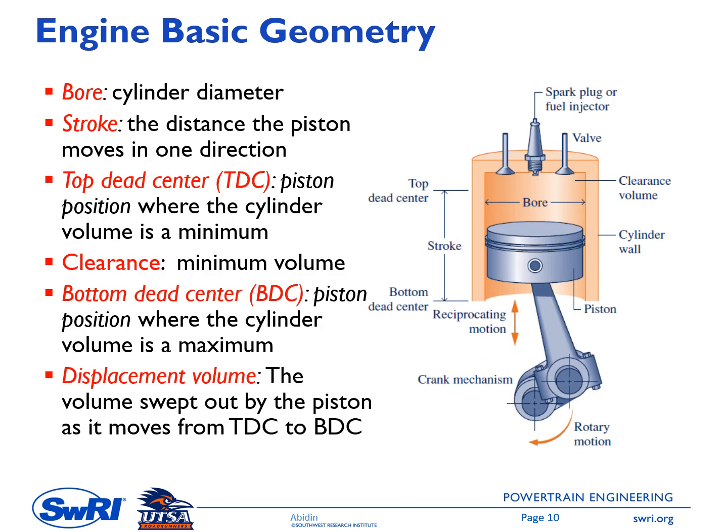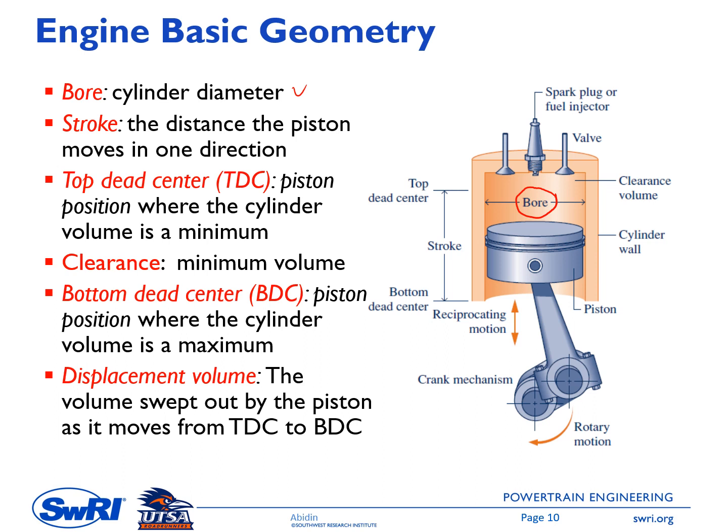There are several important terminologies in engines. First terminology here is called bore. So this is the cylinder diameter. So this is the diameter of the combustion chamber, this one. The second one is called stroke. So this is the distance the piston moves in one direction. So it moves from TDC to BDC.